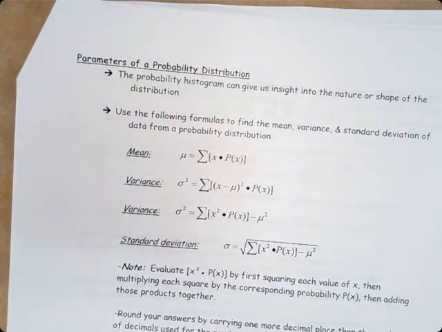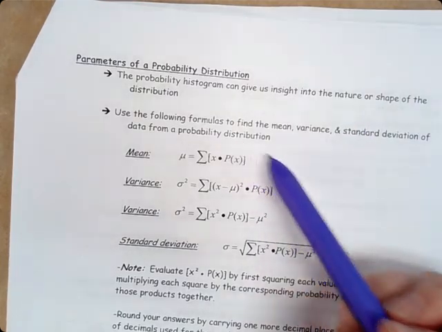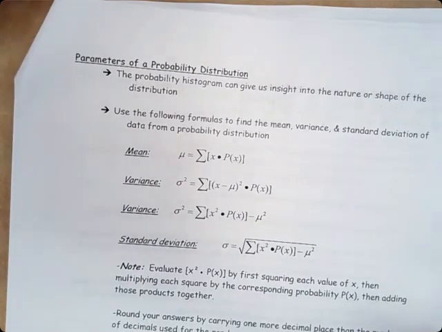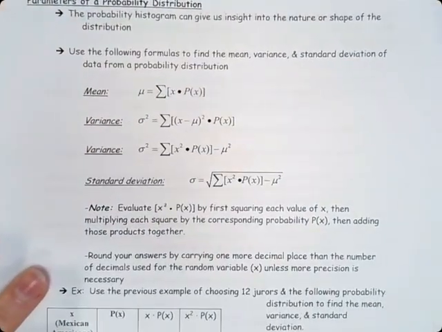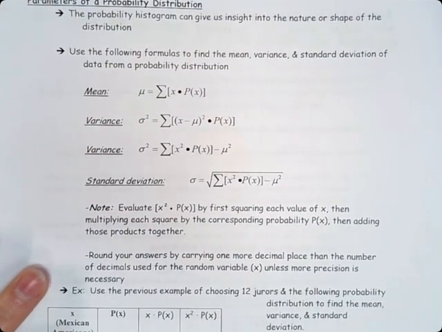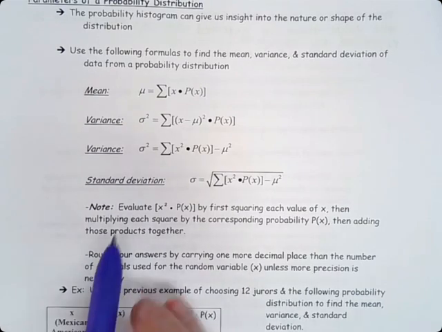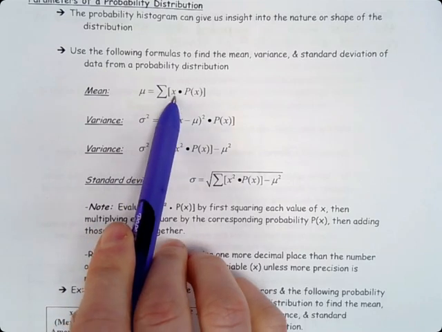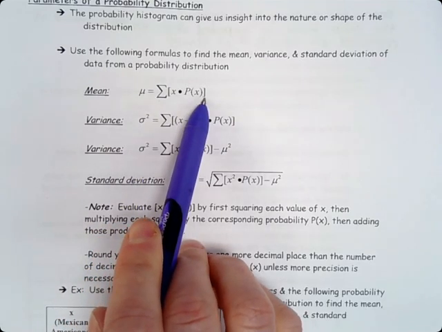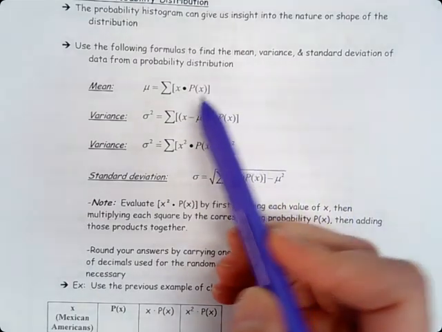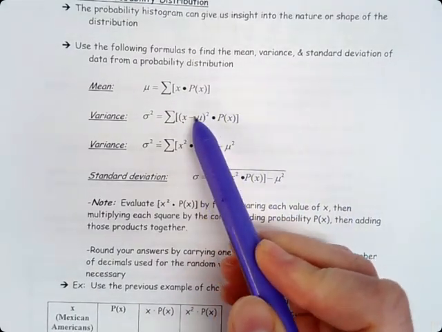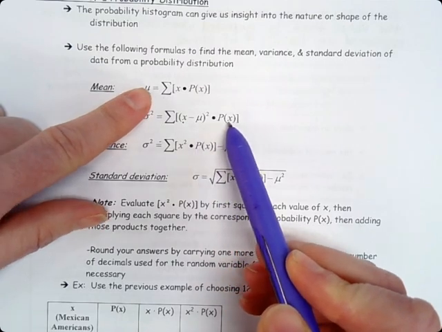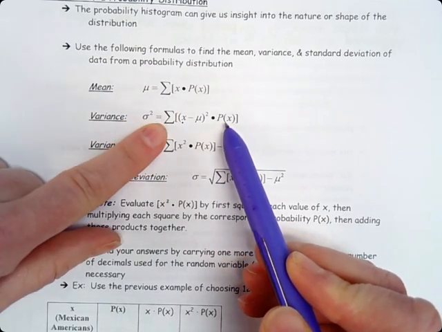The following formulas can be used to find mean, variance, and standard deviation from a probability distribution. So we have those formulas, and we are going to end up using these quite a bit. Look at what this is: the summation of x times p of x. That is our mean. The variance is x minus the mean squared times each p of x, and then you take the summation of that.